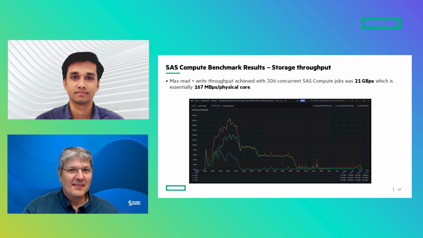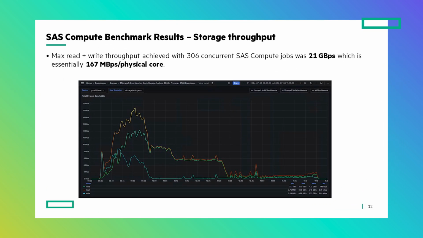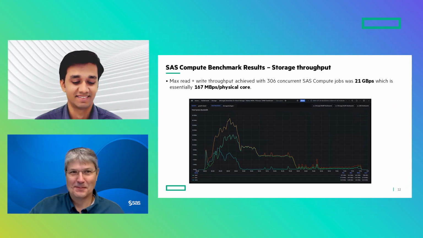Yeah, and lastly here, I guess this is the chart that you might be super interested in, and maybe you want to explain it? Yeah, of course, this is my favorite. This shows the total system bandwidth, or the combined read plus write throughput, that we observed on the underlying HPE GreenLake for block storage MP platform. It shows a typical usage pattern of these jobs, where they ingest data from the data source in the beginning and then process and work on the data in their respective SAS work folders. At peak, we saw a throughput of 21 gig per second, which boils down to 167 megabytes per second per physical core. This exceeds the initial requirement that you mentioned, about 100 to 150 megabytes per second per core from SAS. Yeah, brilliant, isn't it? Mind-blowing, I would say.